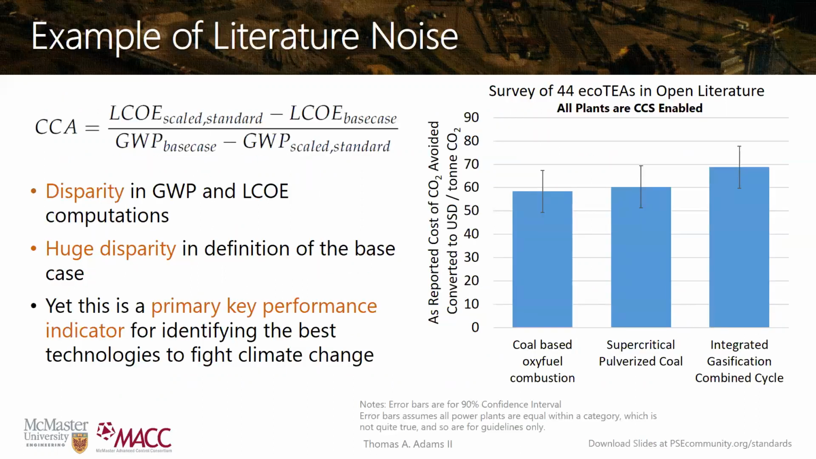Okay, so here's a great example. One metric I'm going to show you today is the cost of CO2 avoided, CCA. Basically you have a numerator and a denominator. The numerator is the extra cost you pay to do something green.